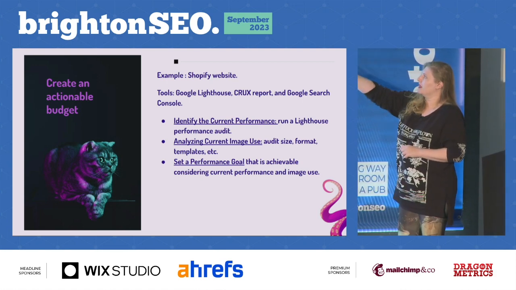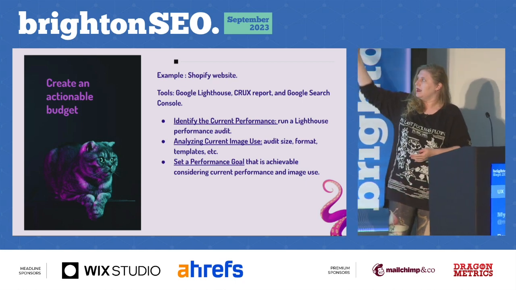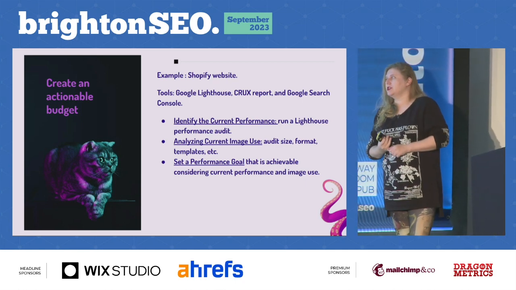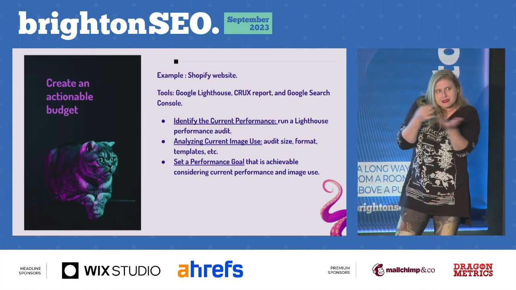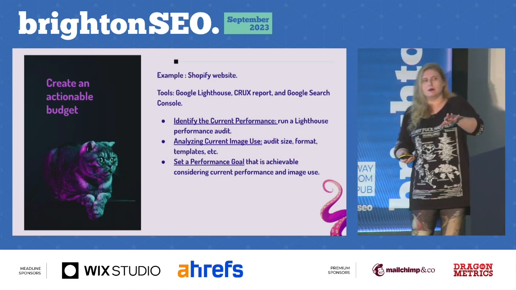Here's an example. Here are the tools you could use: Google Lighthouse, Crux Report, Google Search Console. Audit with Lighthouse. Analyze the current image use. So what are the sizes we tend to have on each template, like each type of page? Set your performance goals. So make it achievable.